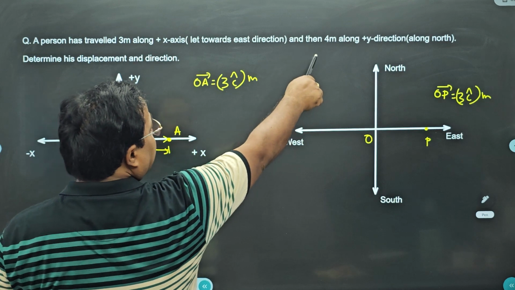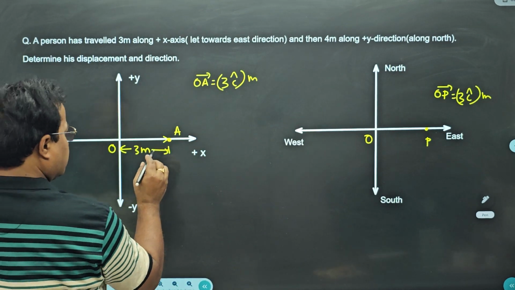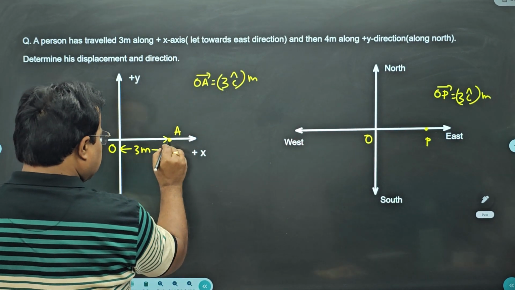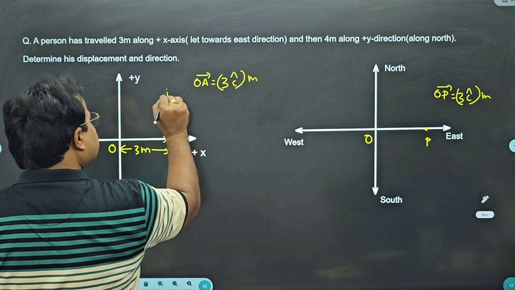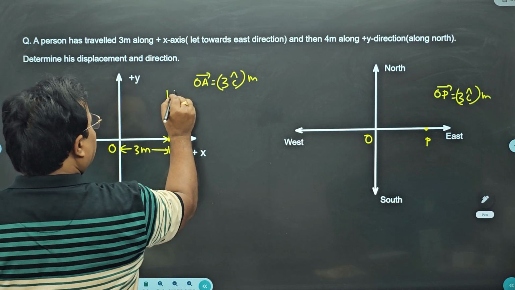Then what did he do? Then 4 meters along the positive y direction. He reached this point. From this point onwards, he moved towards the positive direction of the y-axis, and reached point B.